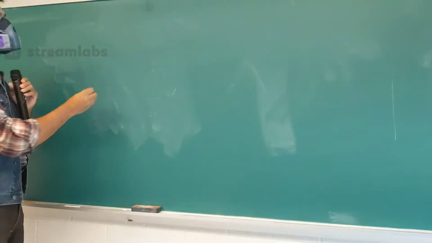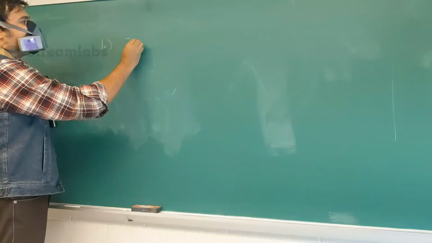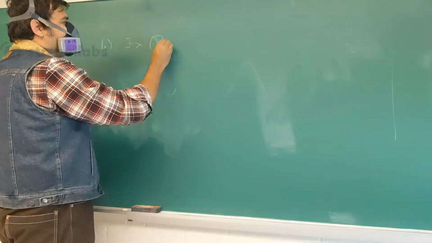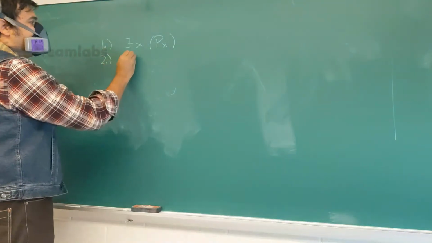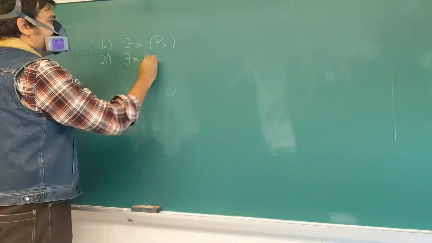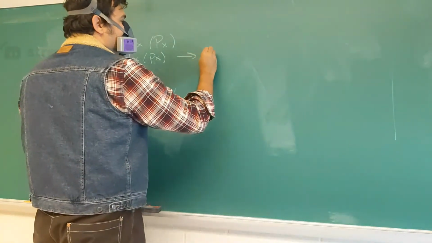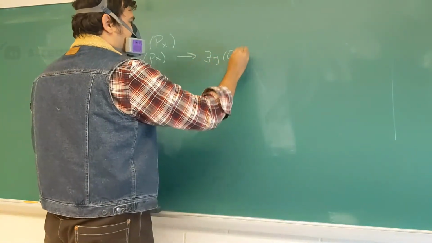Let's say I have an entire proposition, we'll just call it 1. There exists an x such that x has property p. Good? 2. If there exists an x such that x has property p, then there exists a y such that y has property q.